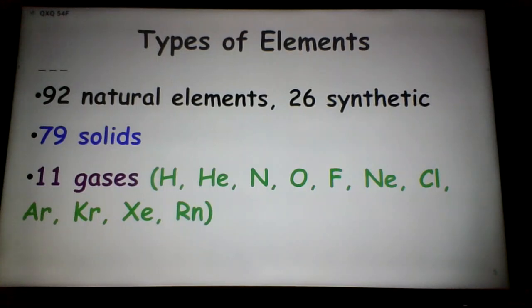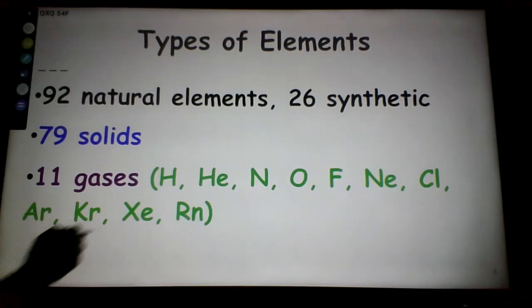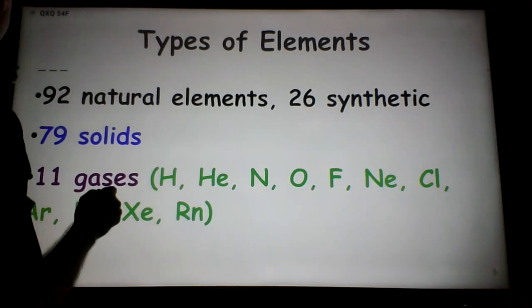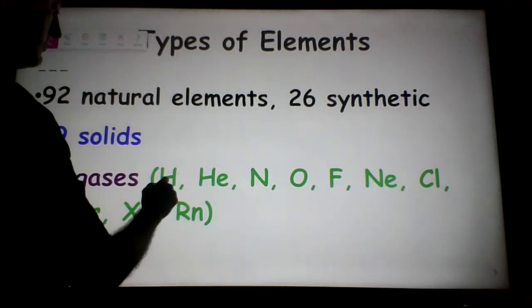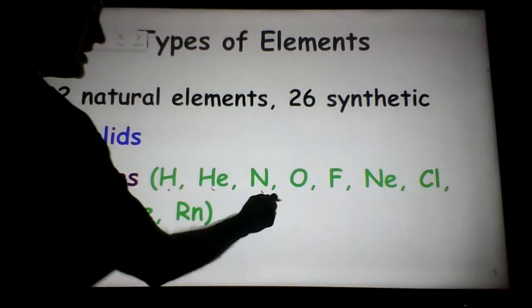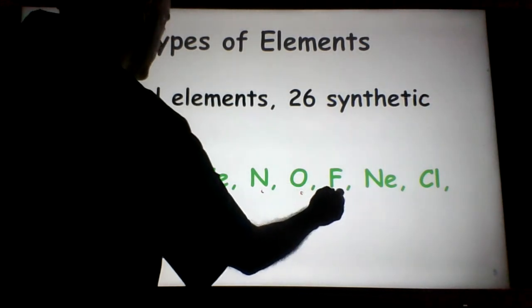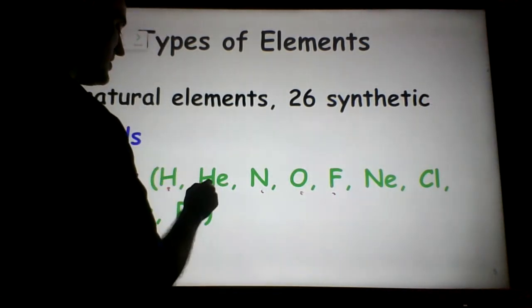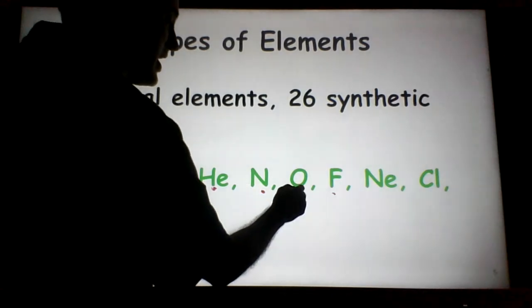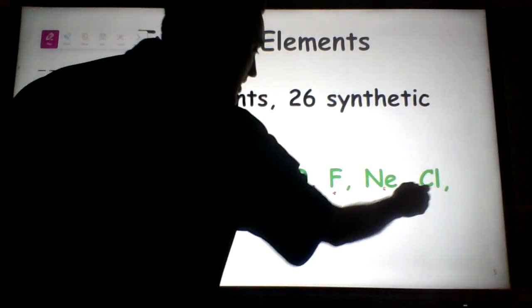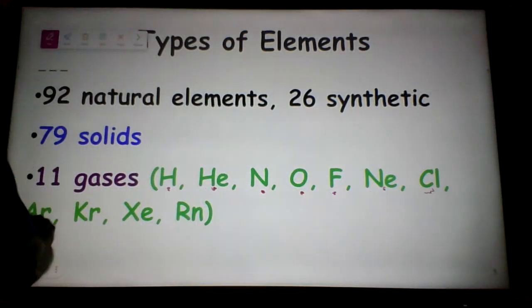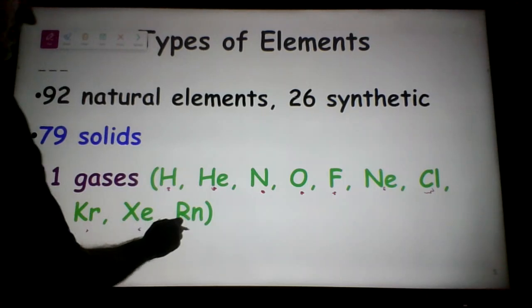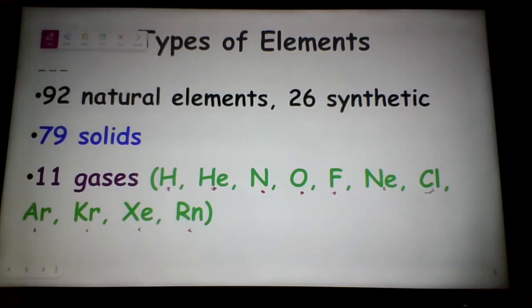11 of them are gases at room temperature. And let's just remember what these elements are. Hydrogen, helium, nitrogen, oxygen, fluorine, neon, chlorine, argon, krypton, xenon, and radon. These are your 11 gases at room temperature.